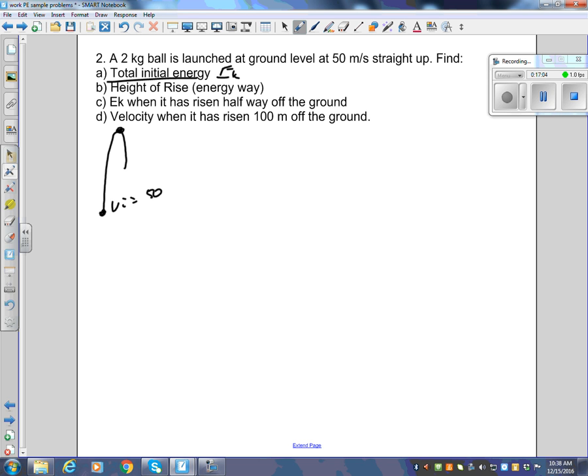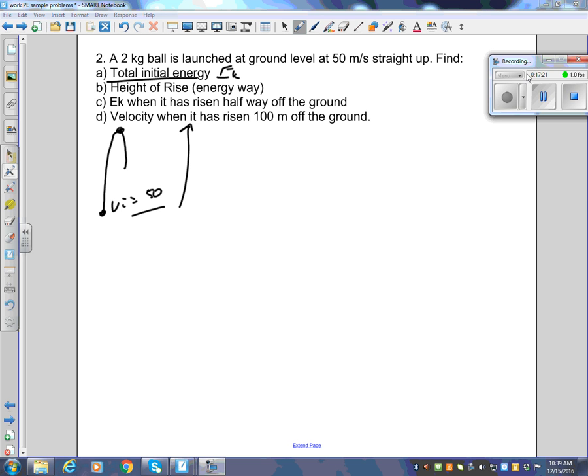The energy way. Yeah, because all of this kinetic energy is going to be converted into potential, right? So you're going to find your kinetic energy, then you're going to make that the potential energy, and then you're going to solve for H. You try A and B while I go do a tennis. I'll do it right away.